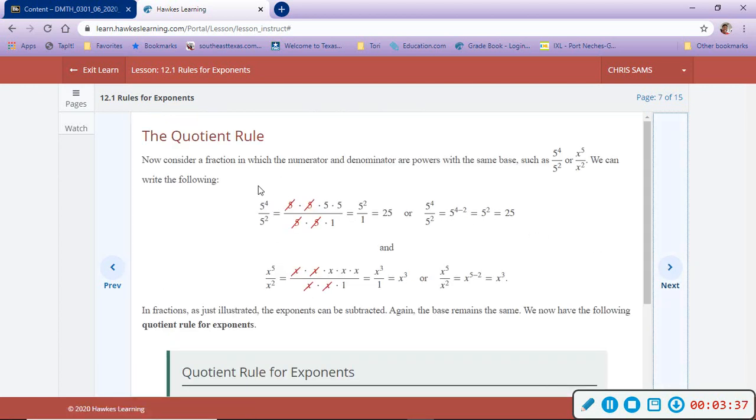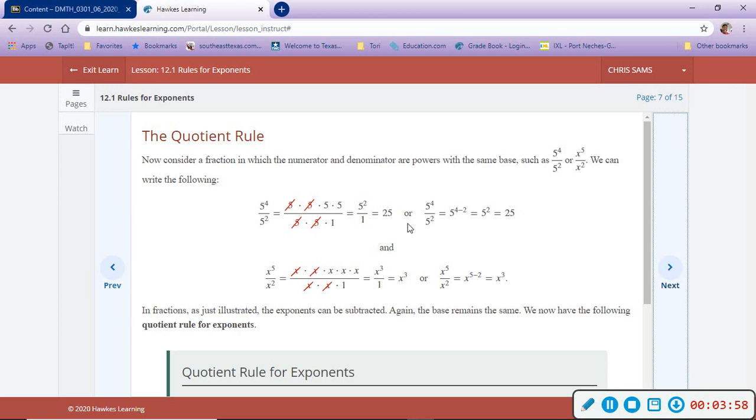Quotient rule. So here's what it looks like spelled out. We have 5 to the 4th. So there's 4 5s here. And we have 5 to the 2nd. So we're just dividing. 5 divided by 5 is 1. So you just basically end up with 1 on the bottom, and you have 2 5s here. So you get 5 squared.